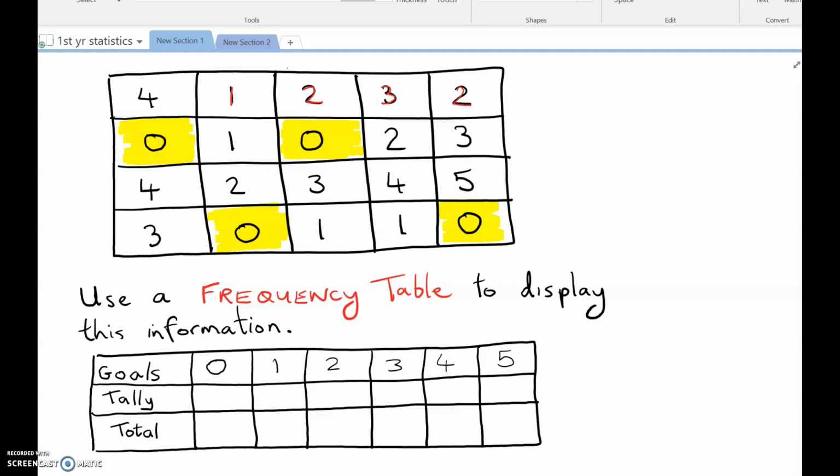Now I get my pen and I do my tally in my box for zeros. So I see one of them here. Cross it off. Put a line in. Another one here. Cross it off. Put a line in. Another one here. Cross it off. Put a line in. Another one here. Cross it off. Put a line in. Okay, that's my tally for zeros.